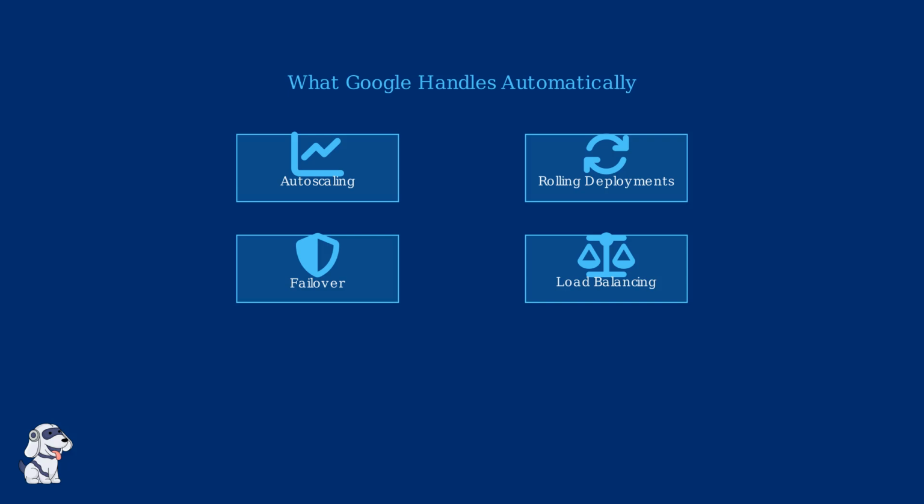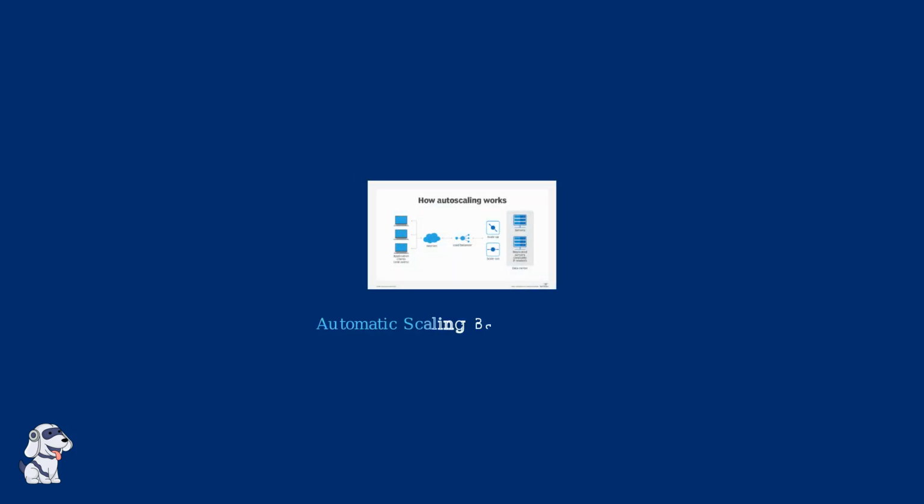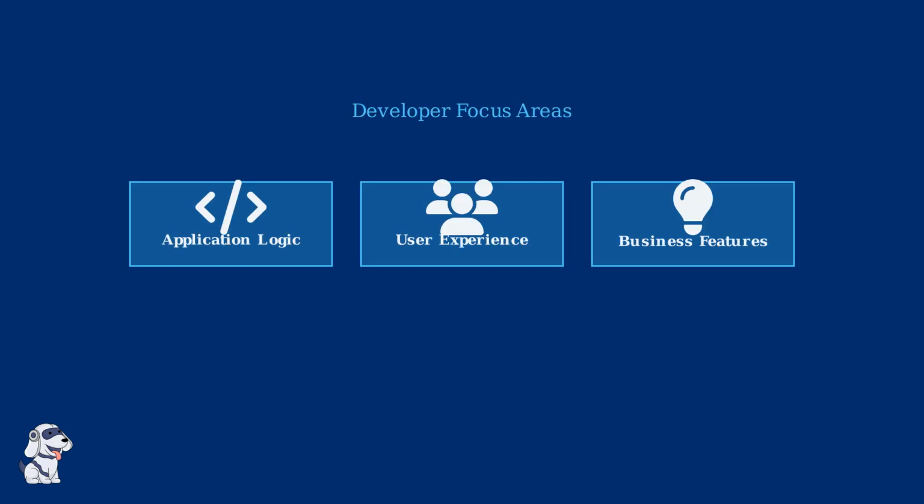Here's how rolling deployments work in Cloud Run. The system updates your application gradually, ensuring continuous availability while new versions are deployed. Cloud Run also handles auto-scaling seamlessly. As traffic increases, it automatically provisions more instances. When traffic decreases, it scales down to save costs. This automation allows developers to focus on what matters most: building application logic, creating user-facing features, and delivering business value.